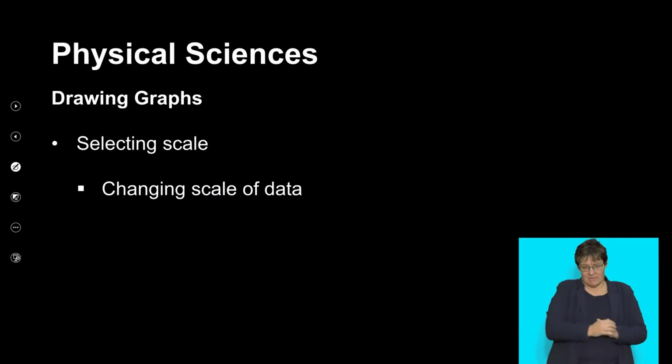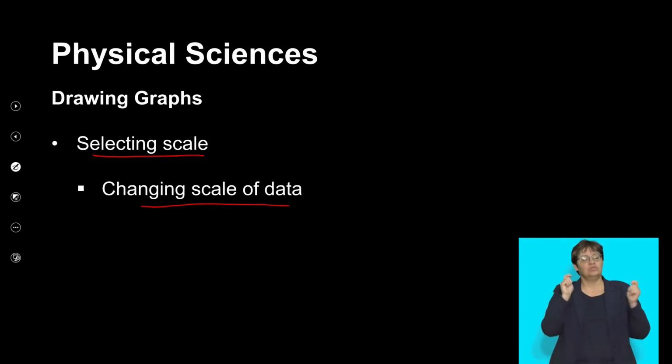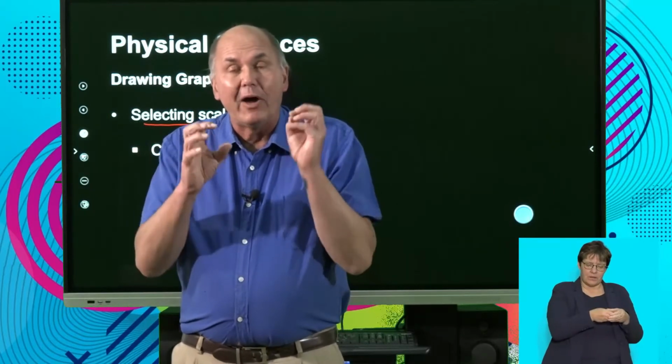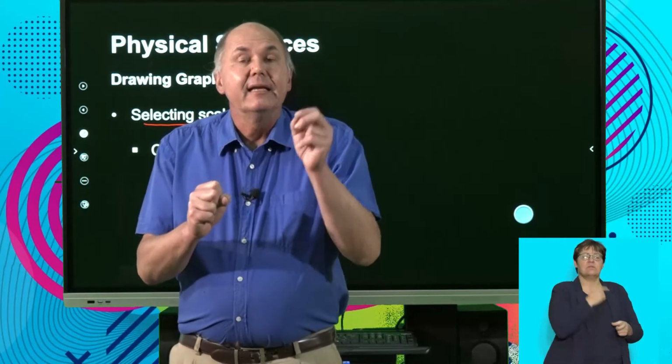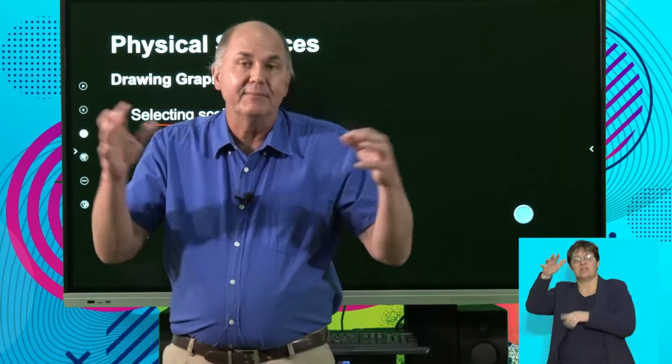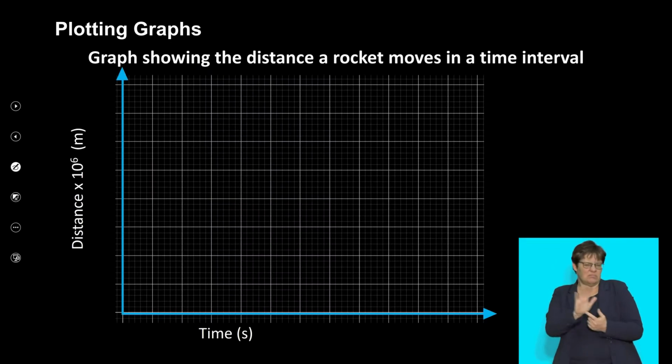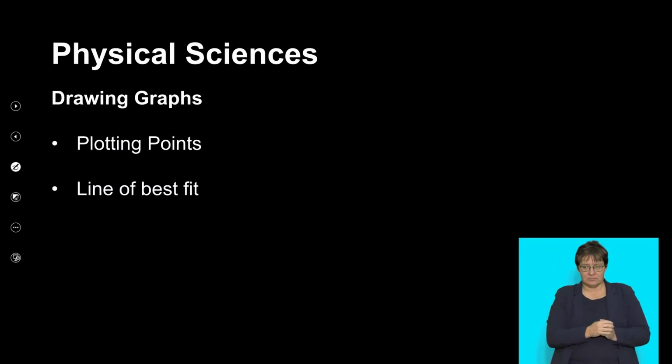So if we do that, we must make sure that we select the appropriate scale. One of the ways of doing that is to change the actual data. Sometimes the data could be very small, and instead of writing it as it's given, we can say times 10 to the 15 or times 10 to the minus 3. And I'll show you an example of exactly that as we look a little bit further.